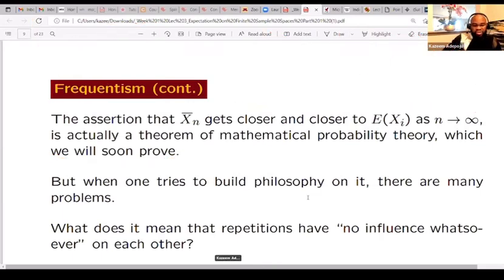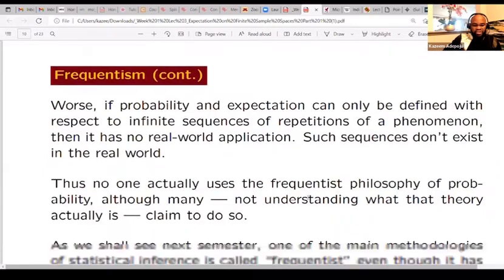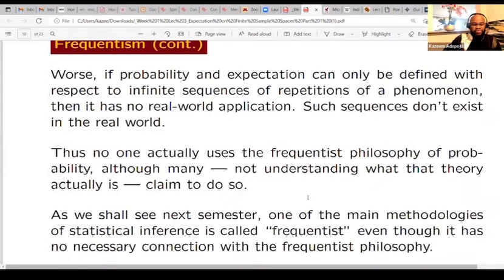Now, that is exactly what we need. But let me tell you this. In order to summarize the difference between frequentism and subjectivism, which you call the Bayesian approach, I'm going to give you an example right now.